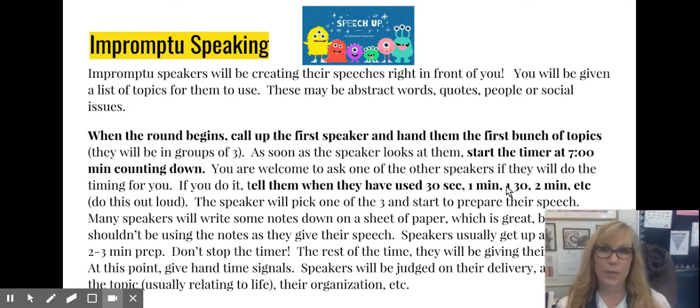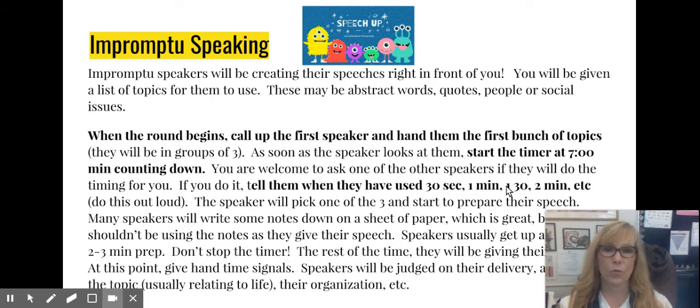Now, we don't want speakers to bring up this paper or even look at this paper. And if someone does bring up the paper, then they shouldn't be ranked ahead of someone who does not bring up the paper, right? So they're welcome to write this on a separate sheet of paper to get some notes down and get their thoughts in order. But again, don't rank someone who brings up a paper ahead of someone who does not.